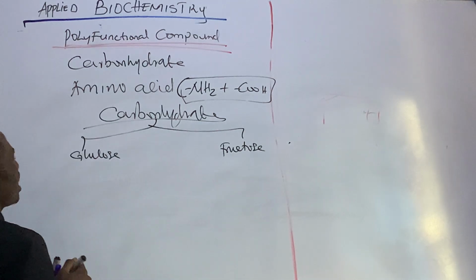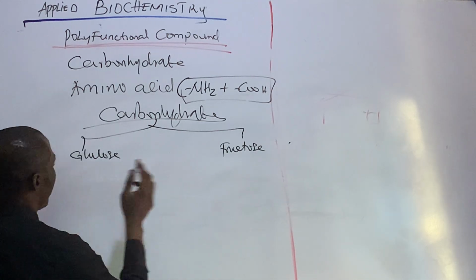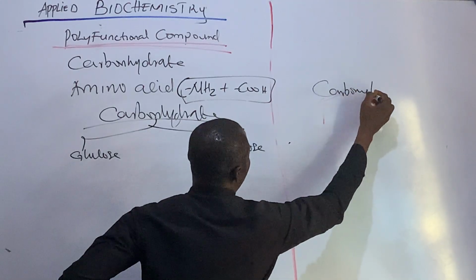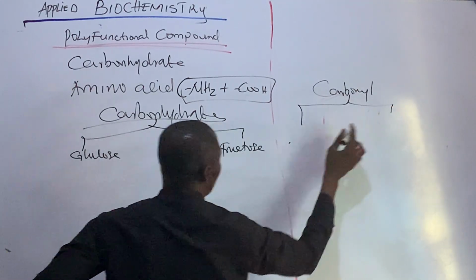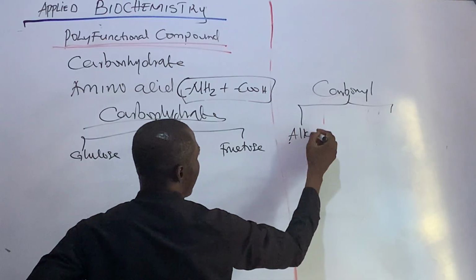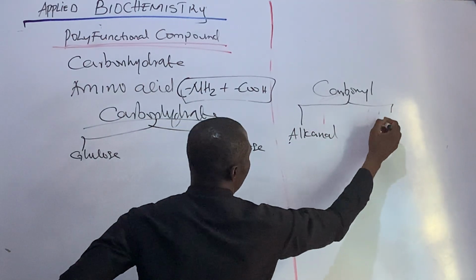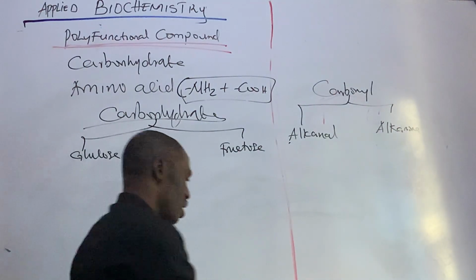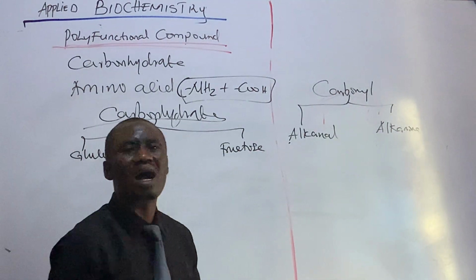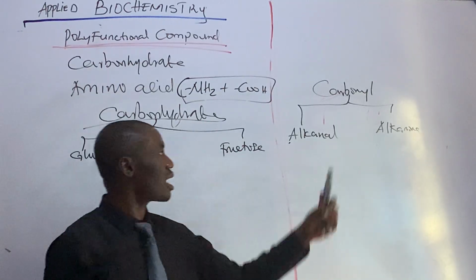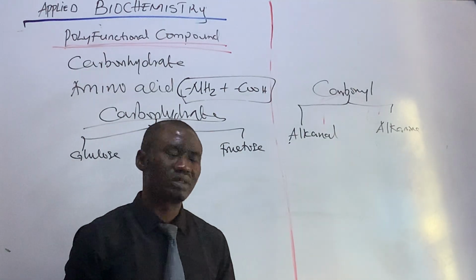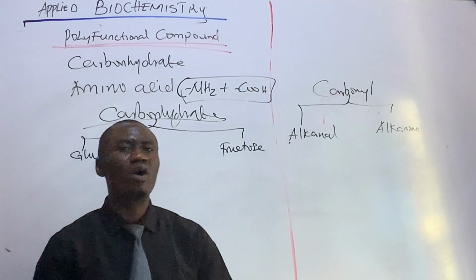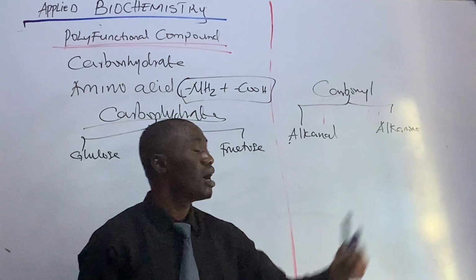Now, we have a group known as the carbonyl compound. The carbonyl compound is divided into two: we have the alkanal and we have the alkanone. So if you're asked in the exam, alkanals and alkanones are collectively known as what? The answer is carbonyl compound. And the two types of carbonyl compound we have are alkanal and alkanone.